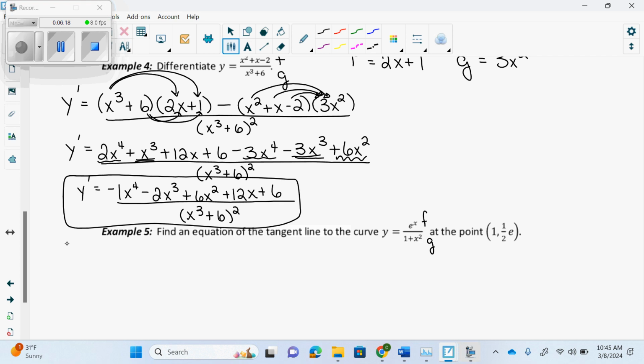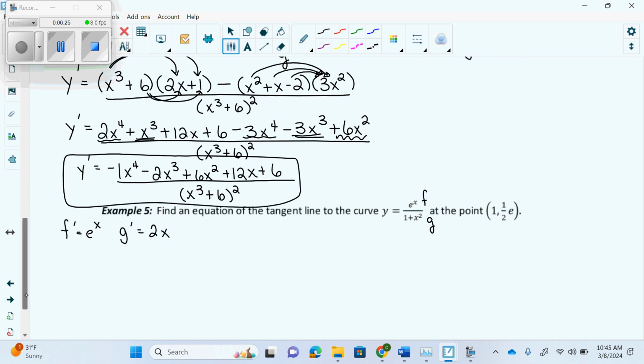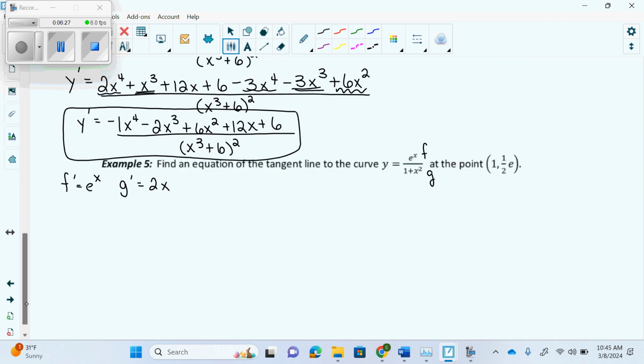So f prime is e to the x. G prime is 2x. I want to show you something. Most people don't struggle at filling in g f prime minus f g prime over g squared, right? Even in product rule, filling in the product rule was not the struggle. The struggle was trying to get it into the lowest terms, going to GCFs and all that stuff, right? If ever you're doing tangent lines, just fill in the quotient rule and fill in 1 and call it a day. Why would you ever GCF or simplify it?